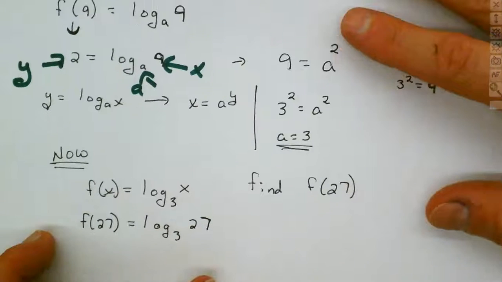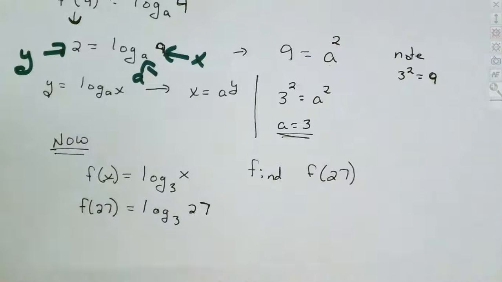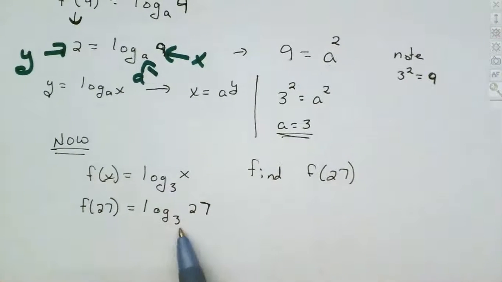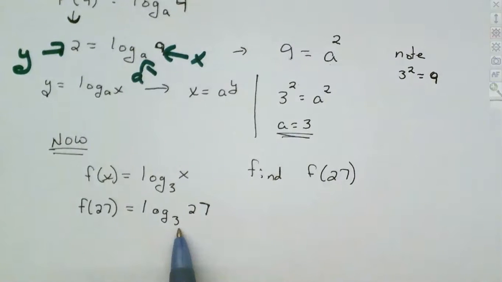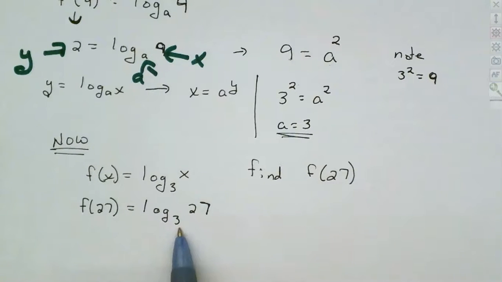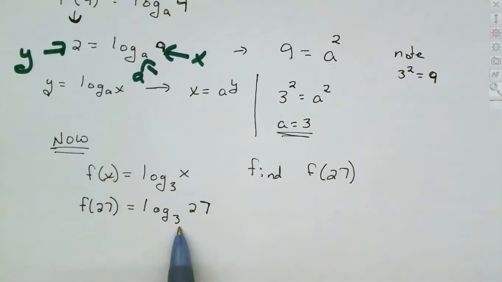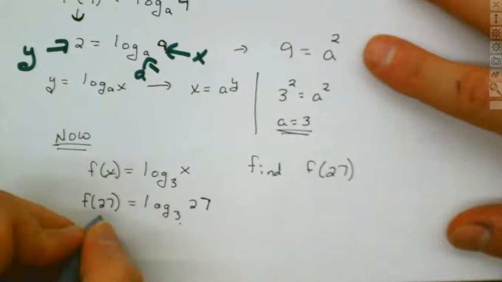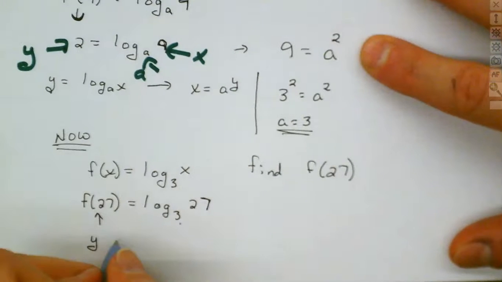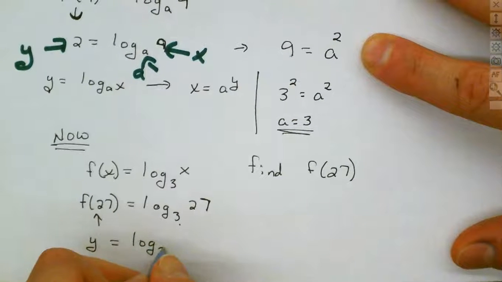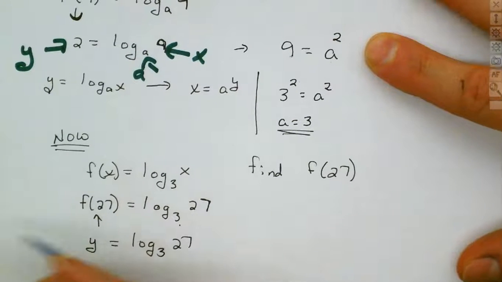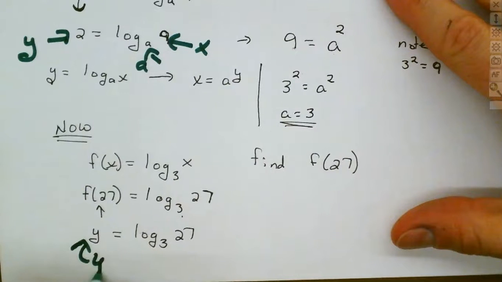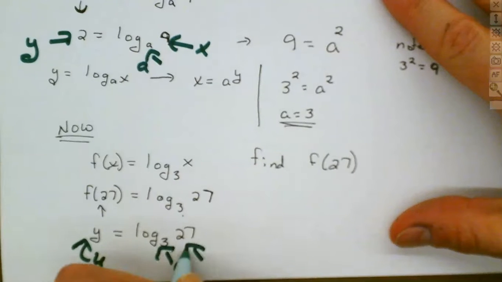We've done these before. I cannot use my calculator. Why can I not use the log key in my calculator? Because this is log base 3, and our calculator can only do log base 10. What we then have to do is convert it. So this is going to be like our y here. So y equals log base 3 of 27. This is your y, this is your a, and that's your x.